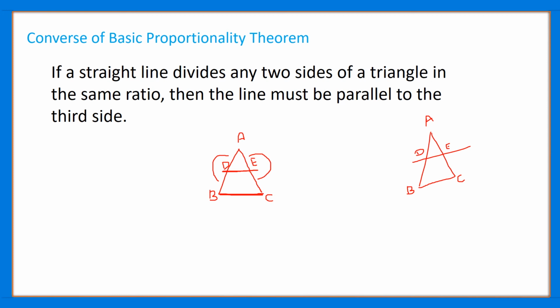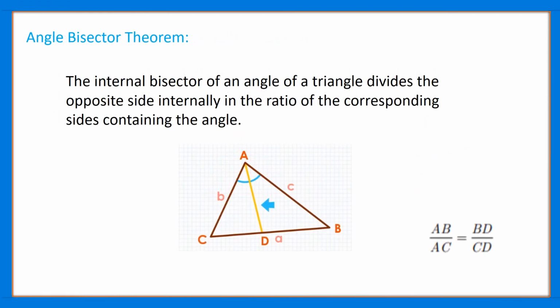The next theorem is the angle bisector theorem. The angle bisector theorem tells us that if we have a triangle ABC and we draw an internal bisector of angle A, that is, the angle bisector at A which meets CB at D, then we have AB divided by AC is equal to BD divided by CD. So this is what our angle bisector theorem tells us.